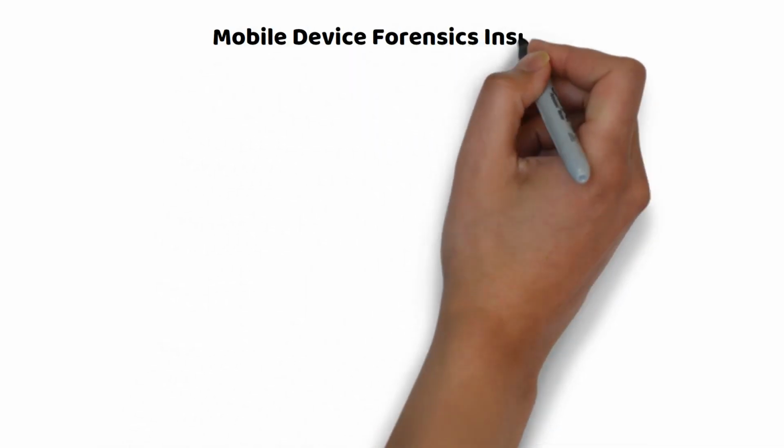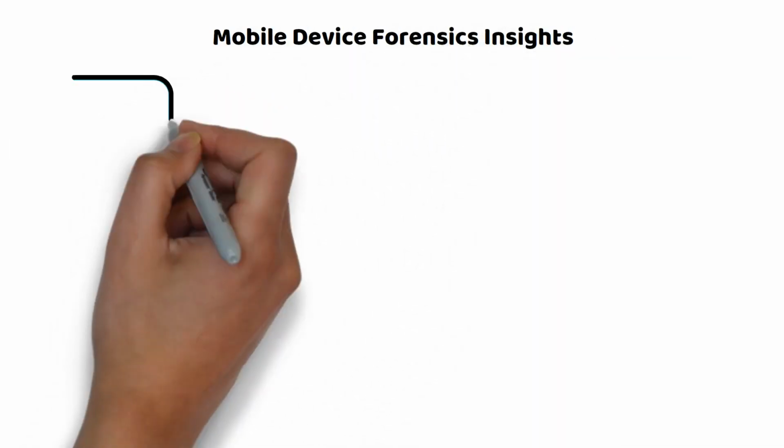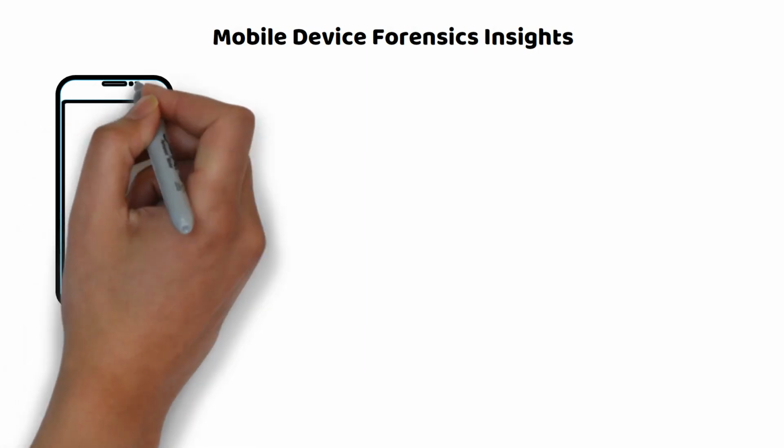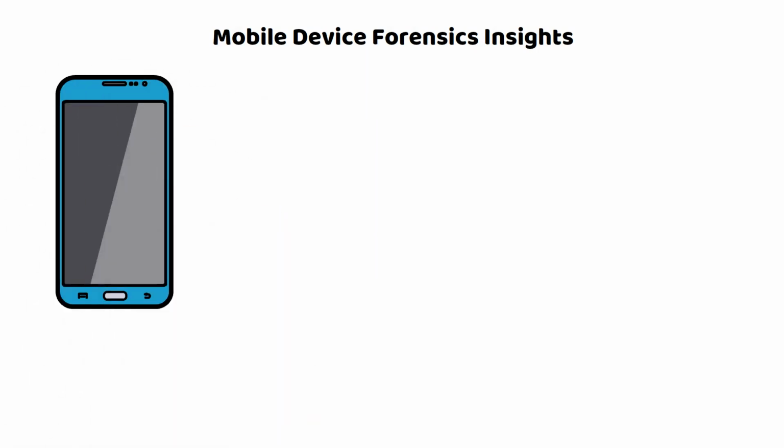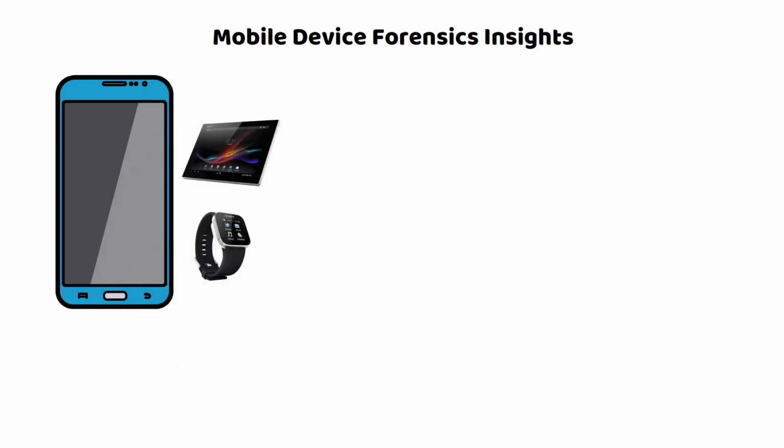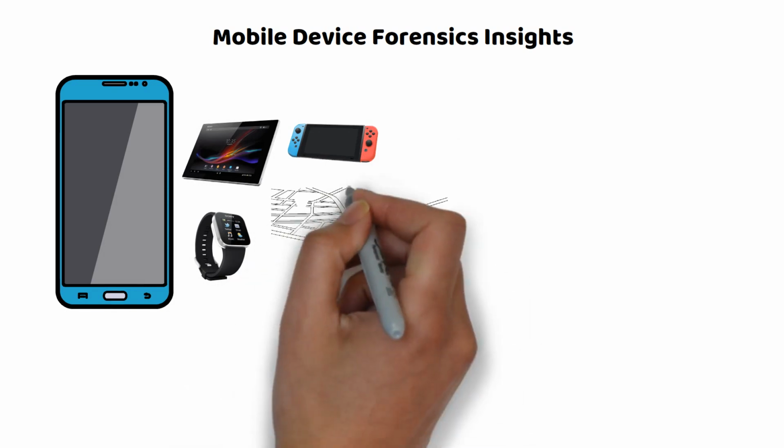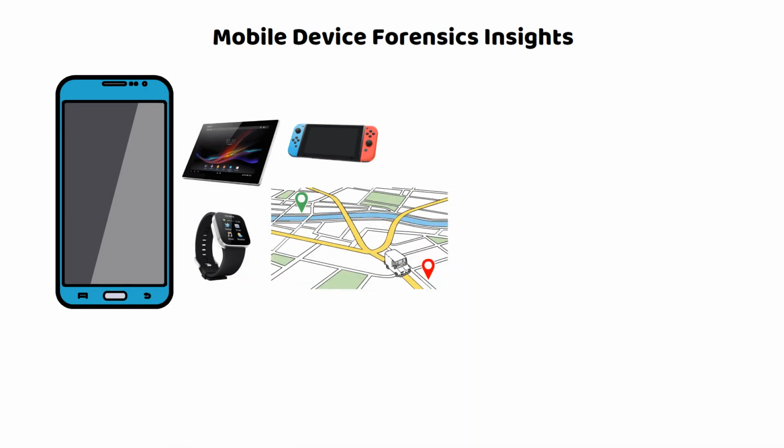Mobile device forensics insights. First off, let's clarify what falls under the umbrella of mobile devices. It's not just your smartphone, although that's the star of the show. Think broader: tablets, smartwatches, portable gaming consoles, and even those GPS devices that insist you take the next exit on a highway over a lake. If it fits in your pocket, or at least a really big one, and does smart things, it's part of this family.